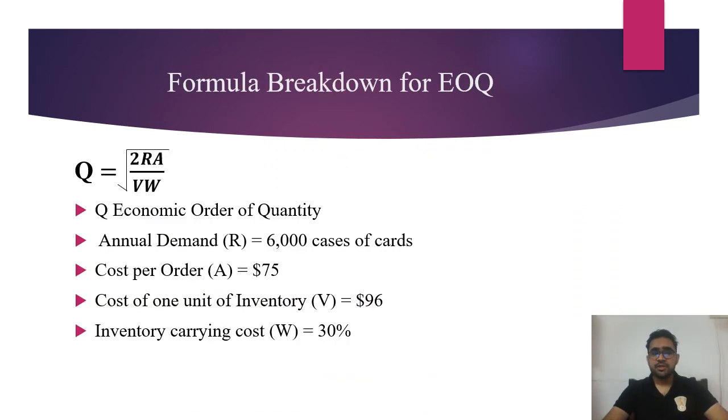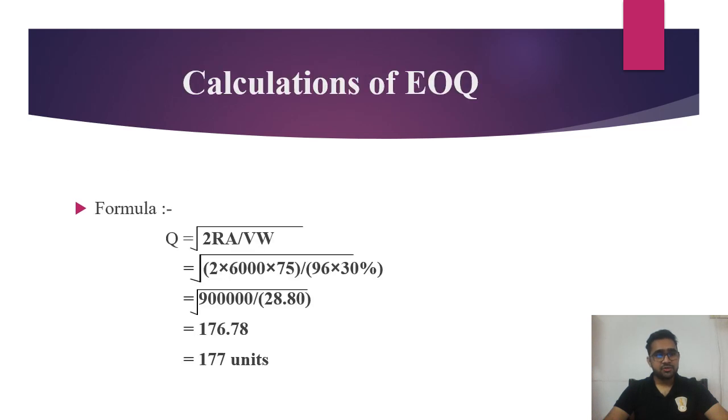As shown in the figure, reported by Sir Nick Ginger, the annual demand is 6,000 cases of cards. Cost per order is $75. Cost of one unit of inventory is $96, and inventory carrying cost is 30%. Applying these numbers into the EOQ formula, we have found the economic order quantity for BBE to be 177 units. For the rest of the calculation, I'll pass to my fellow teammate Tafara.